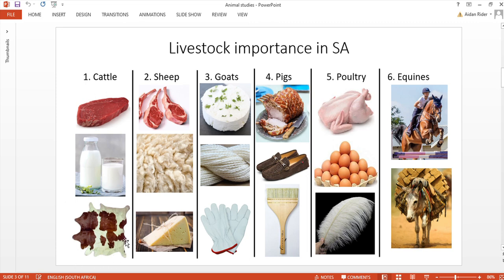But it comes from the leather, comes from the hides or the pelts of the cattle. So these are three main functions of cattle in South Africa while we breed with them, while we farm with them. Secondly is our sheep.